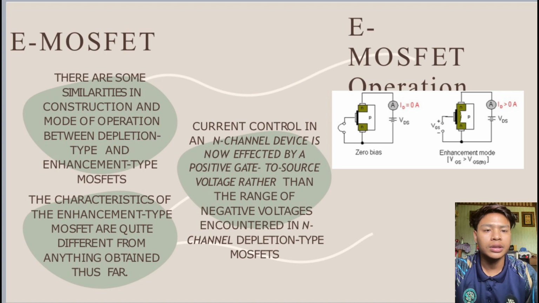E-MOSFET. There are some similarities in construction and mode of operation between depletion type and enhancement type MOSFETs. Current control in an N-channel device is now effected by a positive gate to source voltage rather than the range of negative voltage encountered in N-channel depletion type MOSFETs. The characteristics of the enhancement type MOSFET are quite different from anything obtained thus far.